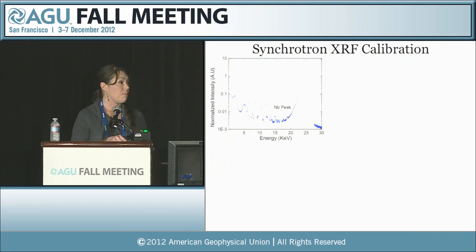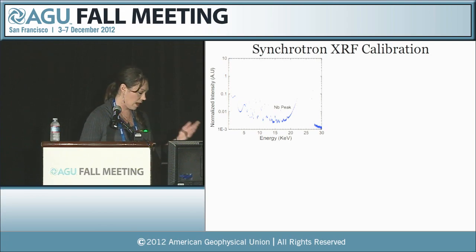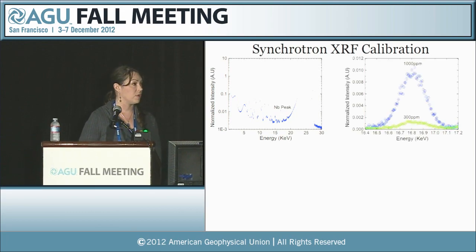So this is an example of the X-ray fluorescence spectra. On the bottom we have energy, and here we have normalized intensity, and here is the niobium peak. Before we can determine what the concentrations are at high pressures and high temperatures, we need to do a standard calibration. And to do the standard calibration, we load known concentrations of niobium fluid into our diamond anvil cell and do X-ray fluorescence experiments. And so here we have 1,000 ppm and 300 ppm.